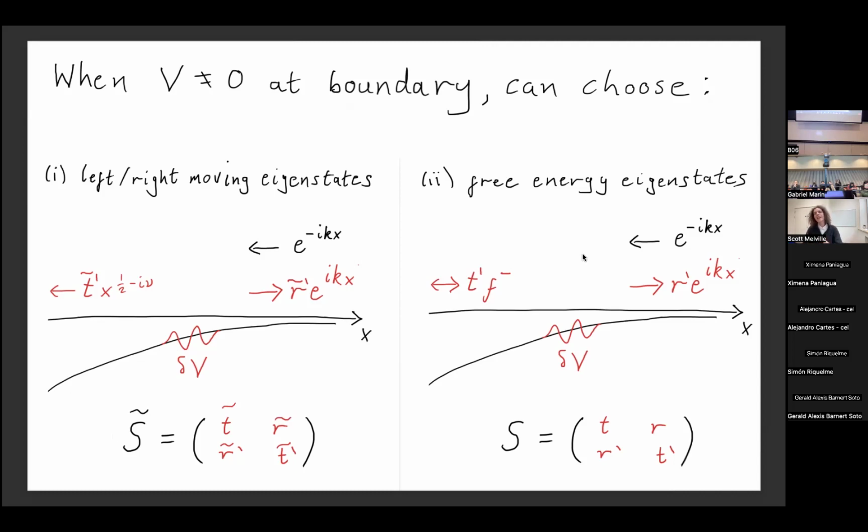You could instead scatter free energy eigenstates, which gives you an alternative definition. It's ultimately some Bogoliubov transformation. It's the S matrix written with respect to a different basis, but it's a basis that's adapted much better to describing just scattering from the perturbations, and therefore implementing things like unitarity and causality is much simpler.